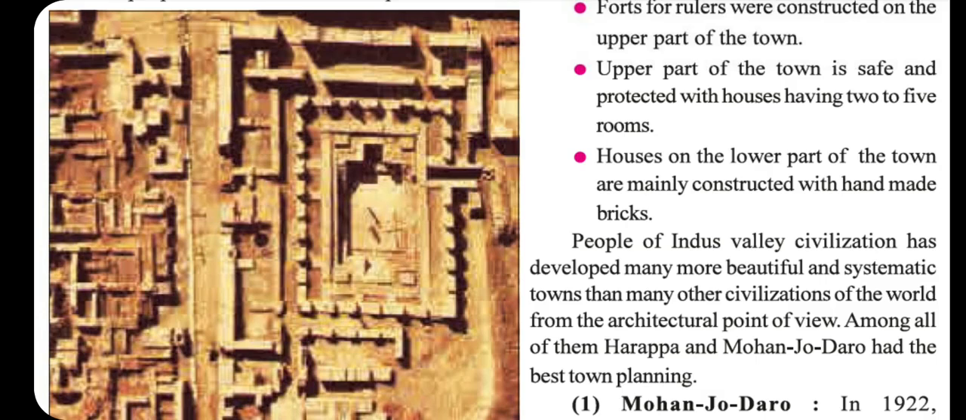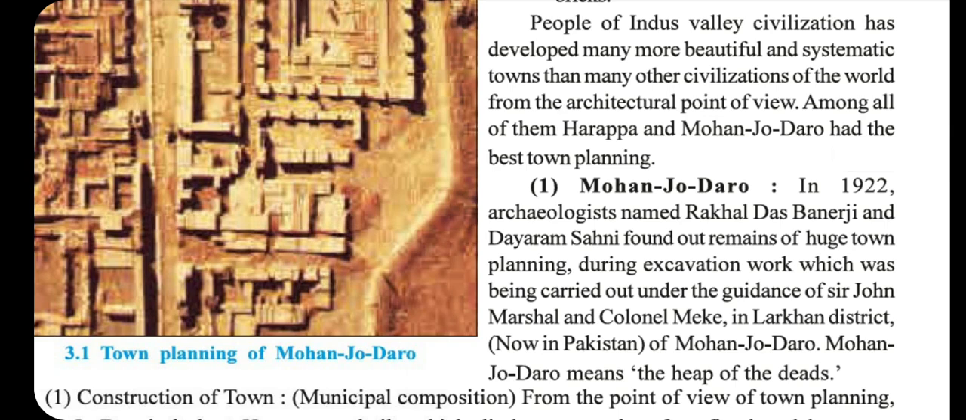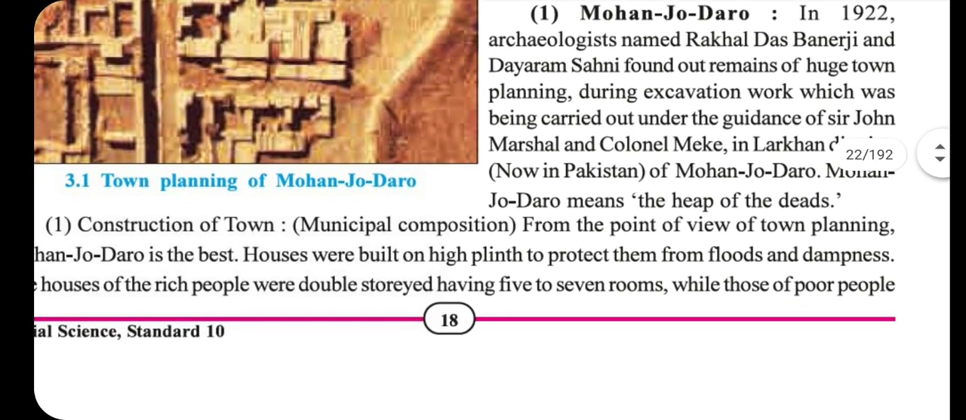From that, we are now considering Mohenjo-daro. During excavation work in the year 1922, archaeologists Rakhaldas Banerjee and Dayaram Sahani found the remains of huge town planning, and under the guidance of Sir John Marshall and Colonel Mackay, in Larkana district, that is now in Pakistan, they found Mohenjo-daro. The word Mohenjo-daro means heap of the dead.